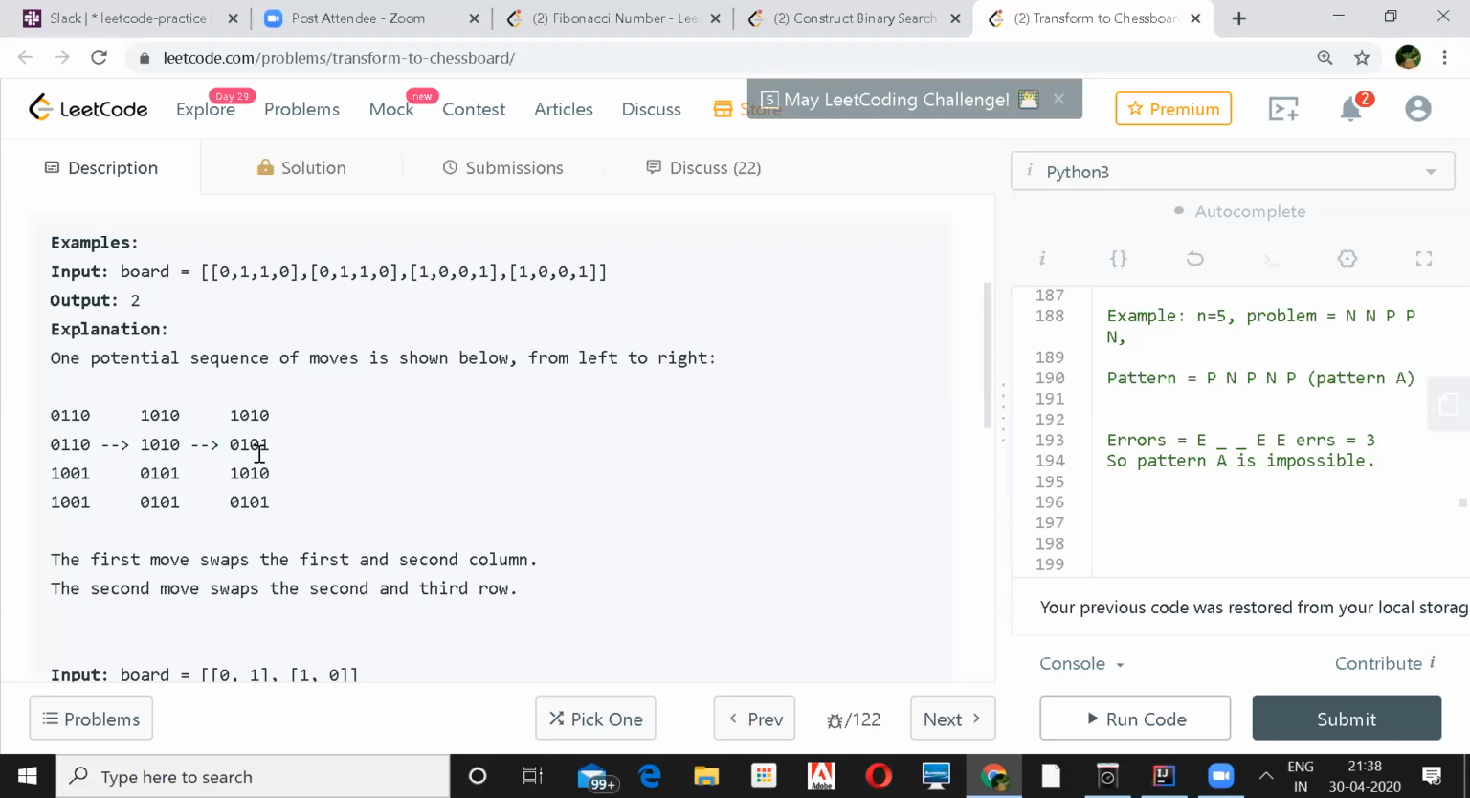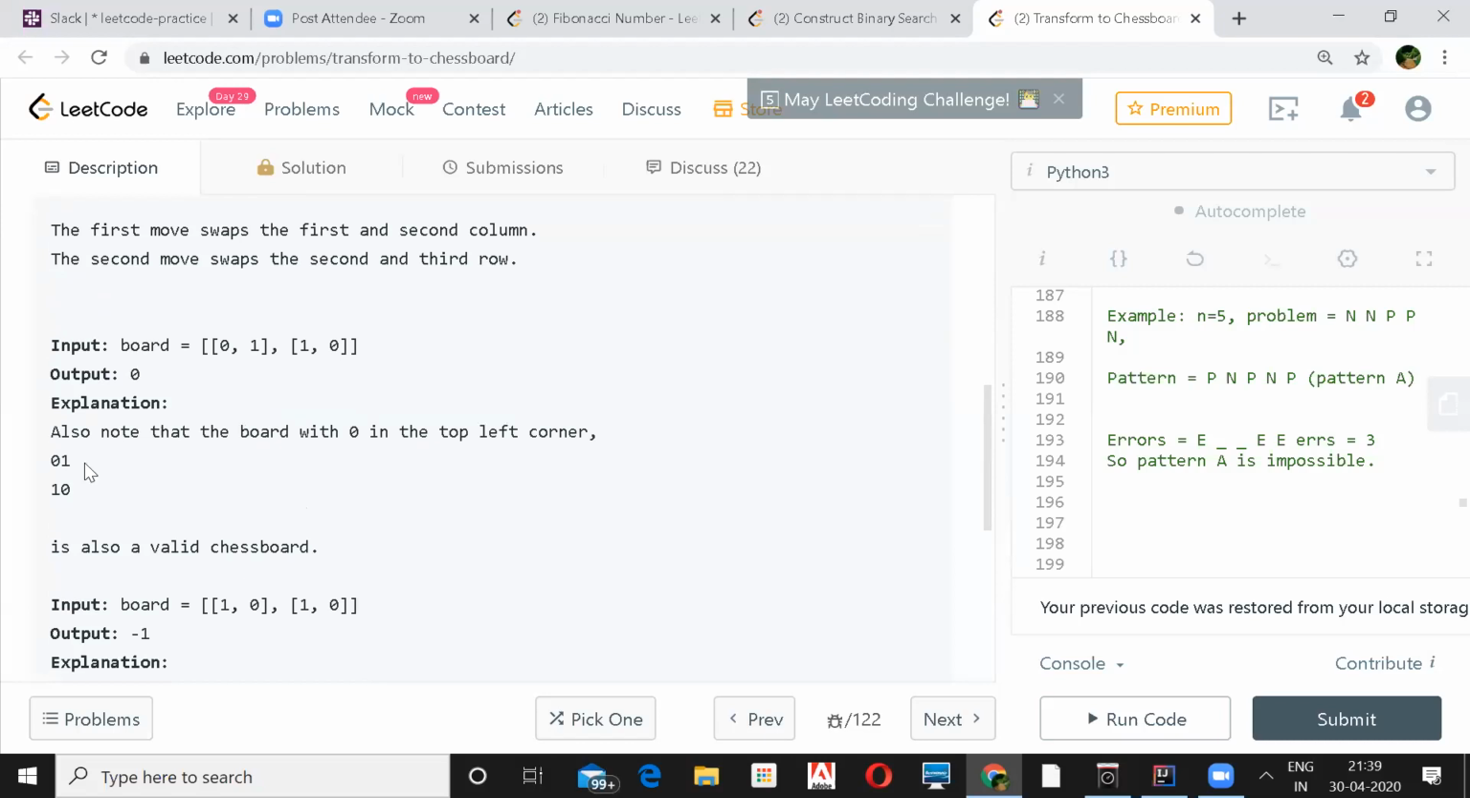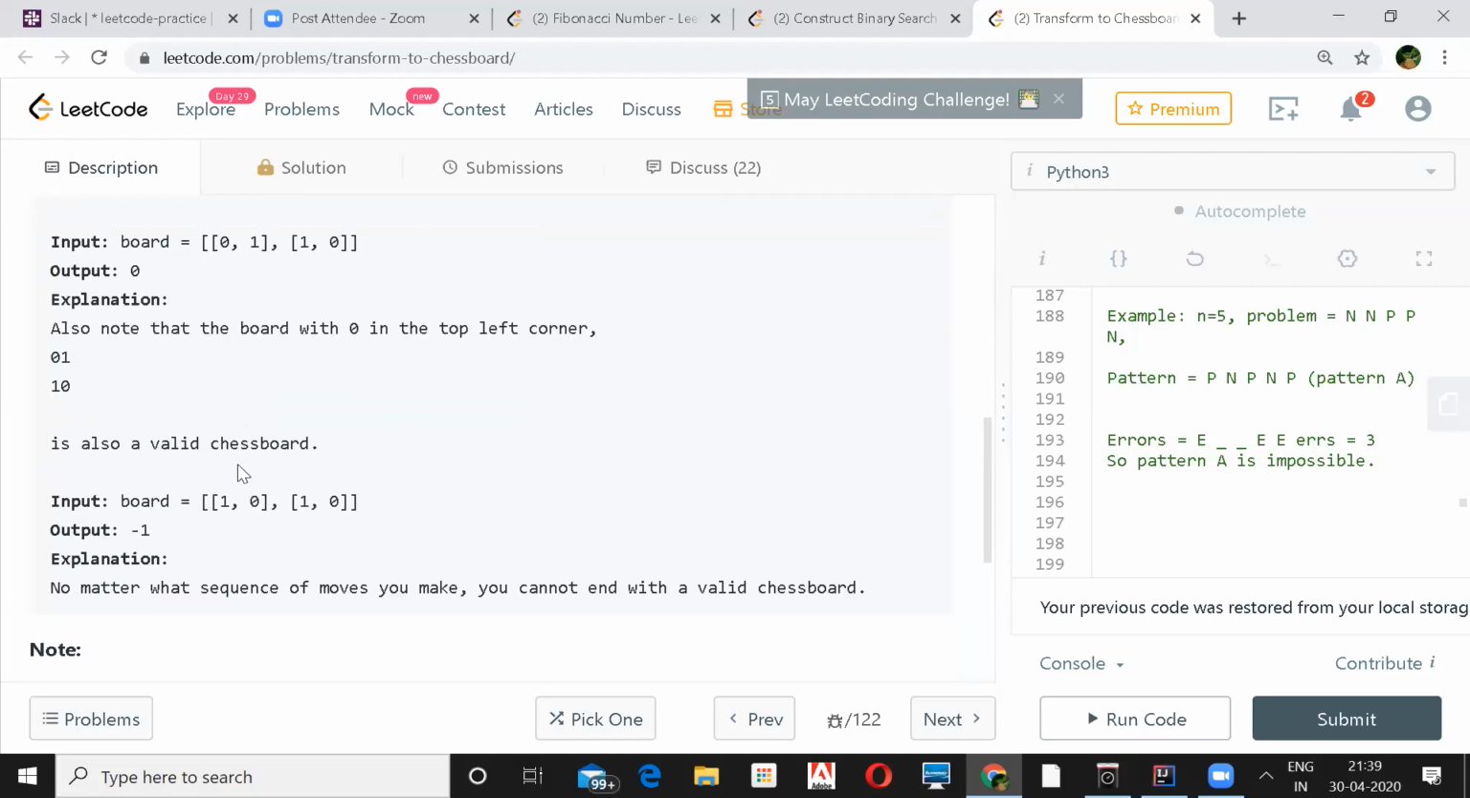Now when you come here, if you pick any element and look at its adjacent ones, you won't find the same. Let's pick this 0. Then left, right, up and down, you won't find any 0. For this 0, left, right, down, you won't find any 0. So it satisfies the required condition. Same goes for this. Like here, no matter what sequence of moves you make, you cannot end with a valid chessboard.